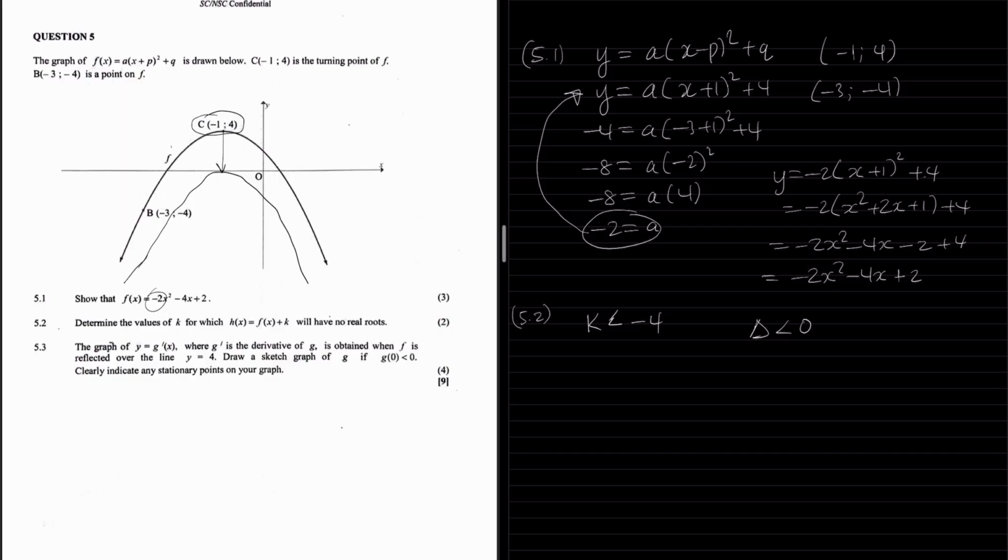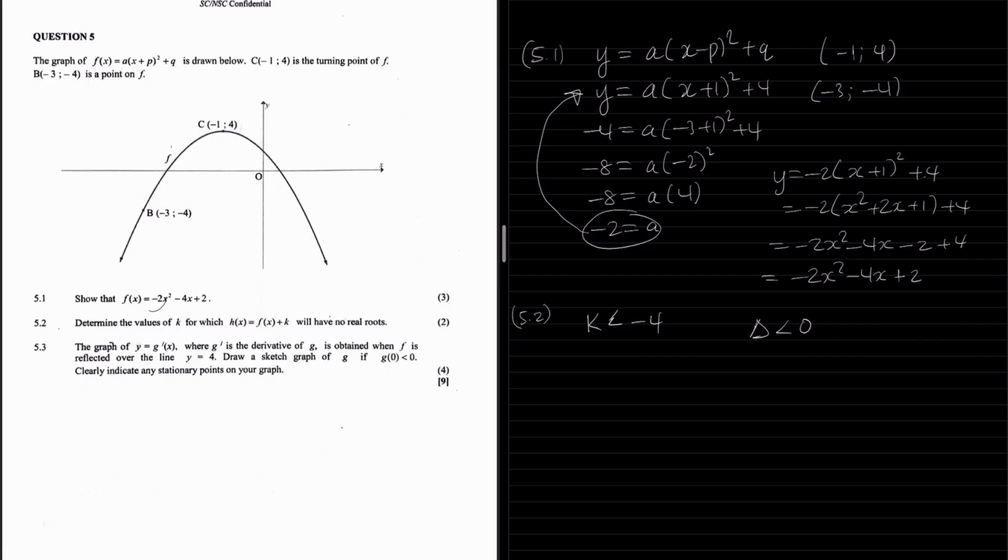Question 5.3, the graph of y equals g prime of x, where g prime is the derivative of g, is obtained when f is reflected over the line y equals 4. Draw a sketch graph of g if g of 0 is less than 0. Clearly indicate any stationary points. So here what I want to try and do is figure out what this new function is going to be and what it is going to look like.